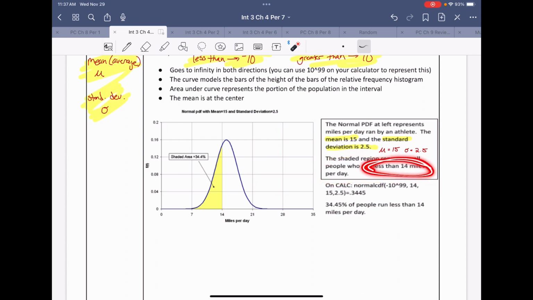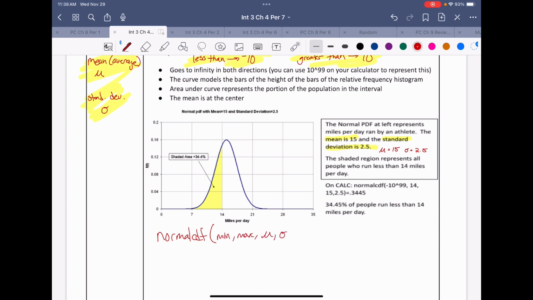So less than, remember what I said about less than? What we're going to do is normal CDF. This is a button in your calculator. I'll show you that later. And it will always be minimum, maximum, mu, sigma. These are given in the problem somewhere. And then these come from reading the problem. So over here, they already did it for us.